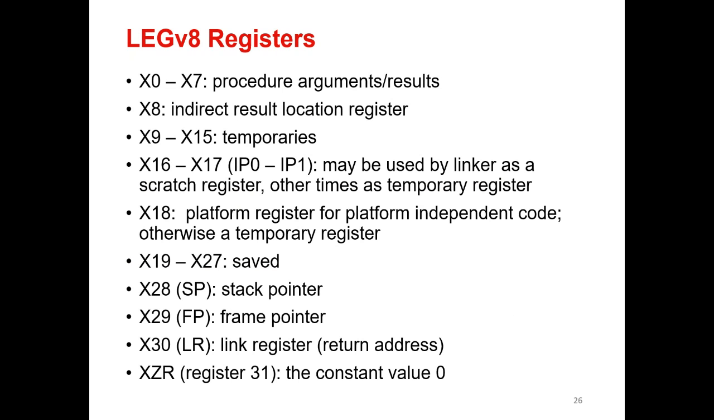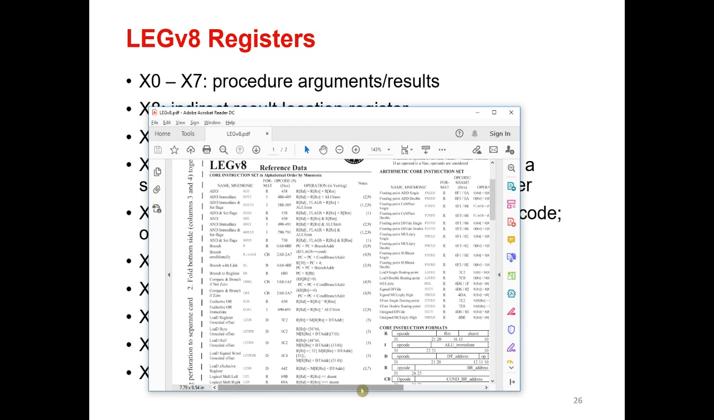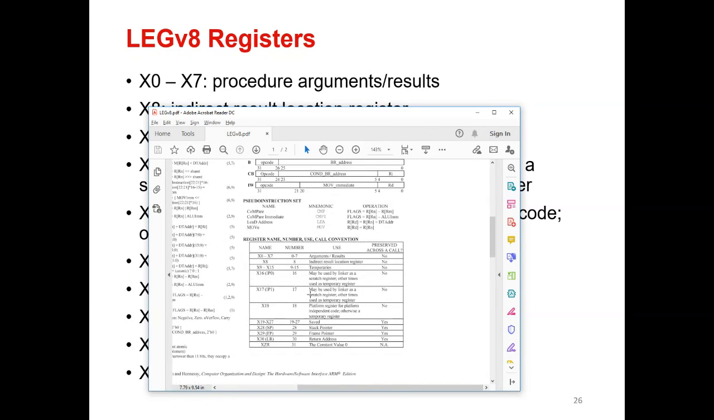So I have mentioned we have 32 registers. We can see here what all those registers are used for. This information is also available in the reference data that I have shown you previously. You can see here in this PDF, in this part, all the registers and what they are used for.